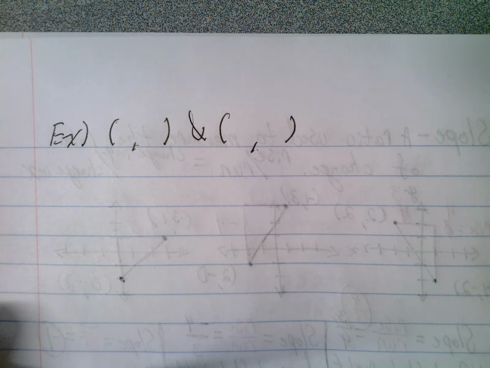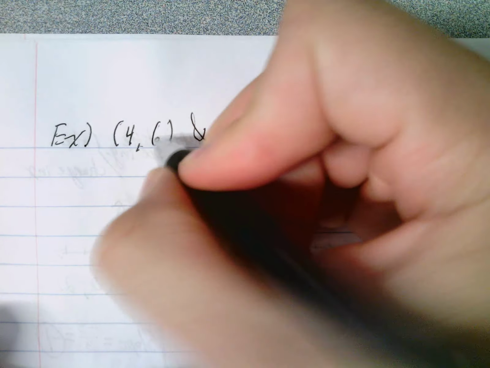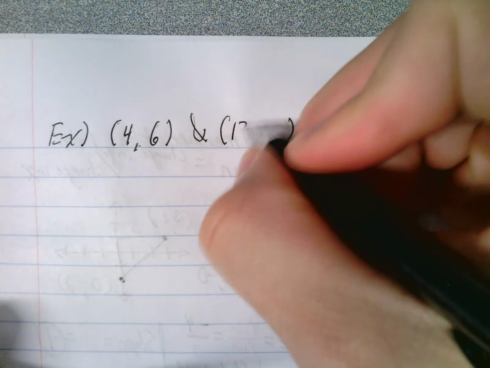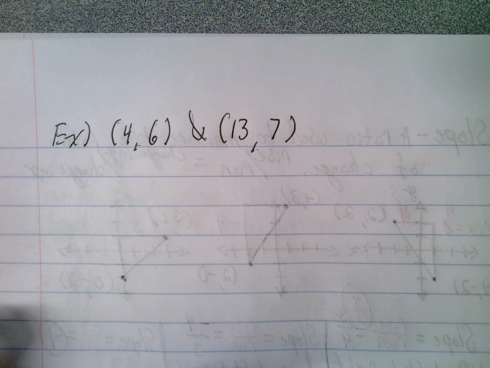Jude, give me a number. 4. Allie, give me a number. 6. Antonio A, give me a number. 13. Jay, give me a number. 7. Cool. Totally random points, but not to worry, we can do this.